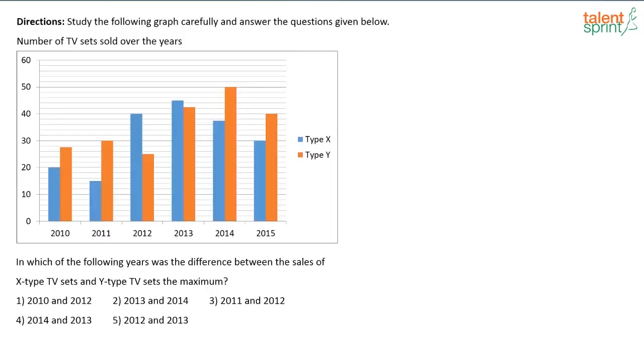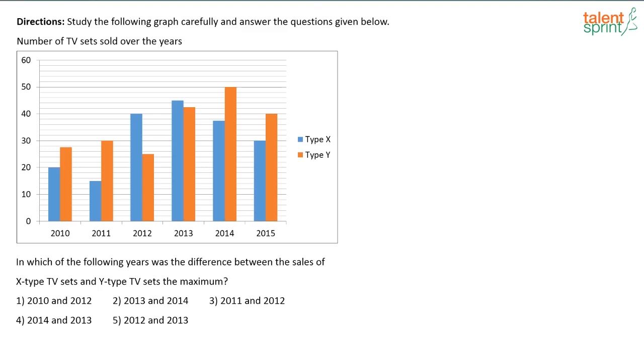You guys try out the next question. Try this. These are very easy ones. So what is the answer here? Very easy question, right? In which of the following years was the difference between the sales of X type TV sets and Y type TV sets the maximum? So in which of the following years is the difference maximum? When is the difference maximum?